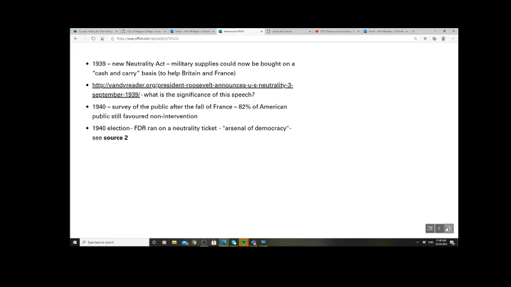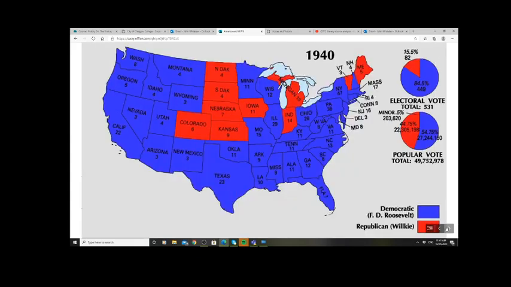And Britain only just manages to keep the Germans out via the Battle of Britain, and this is a real precarious moment for the United States, and FDR is very much aware of it. If Britain were to be defeated, where would that leave the United States? So as I mentioned briefly, the election of 1940 was won fairly easily by Roosevelt.